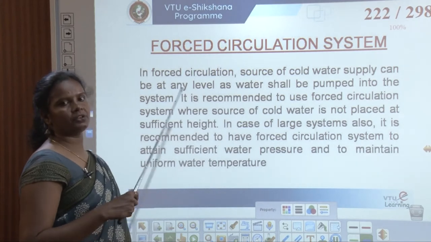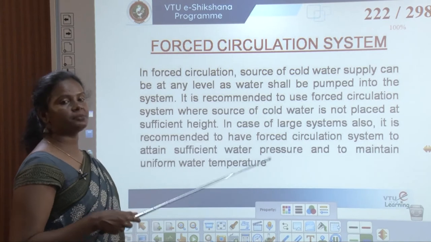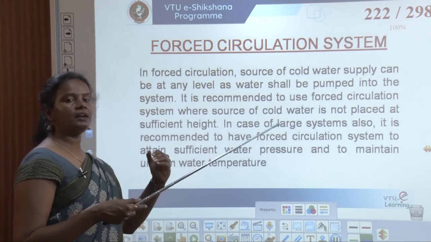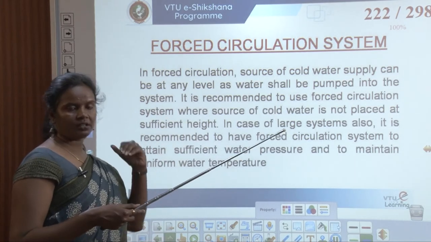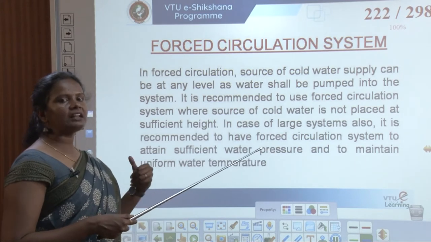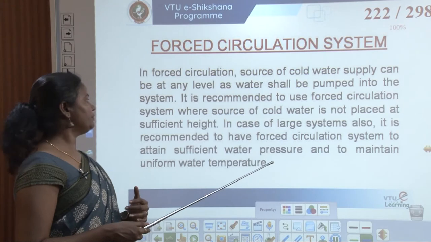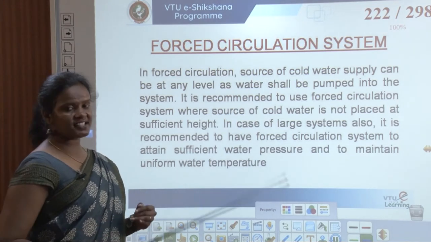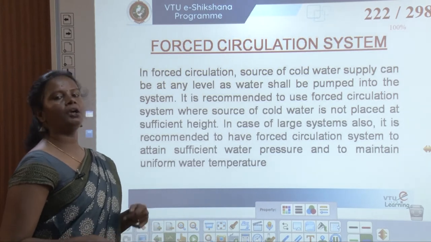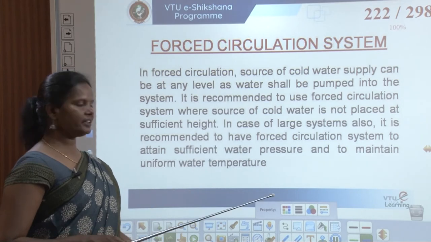If there is a sloped roof, as mentioned in the thermosiphon system, then definitely a pump has to be used, because from the different lower level, water cannot reach the tank or the solar collector level. So it has to be pumped. At that time forced circulation has to be done by pump. In case of large systems also, it is recommended to have a forced circulation system to attain sufficient water pressure and to maintain uniform water temperature.